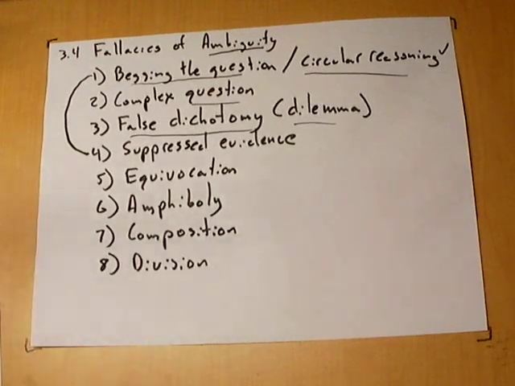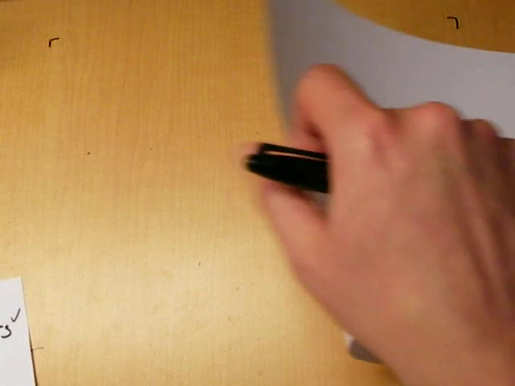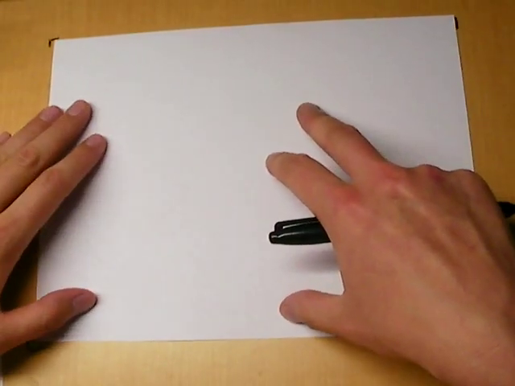It's a fallacy where you suppress the evidence. You don't actually provide all the evidence. There's a missing bit of information that, if present, if it weren't suppressed or just flat out missing altogether, would lead you to a very different conclusion. So here's an obvious example of suppressed evidence.